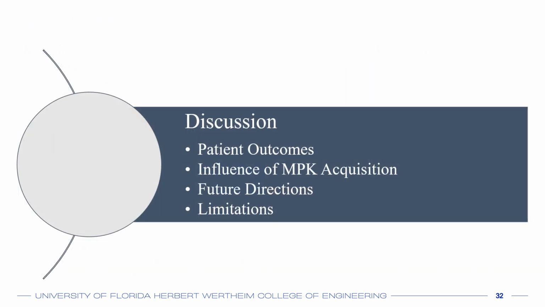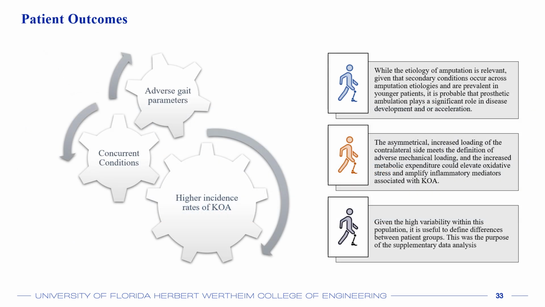This brings us to the discussion of all these results, which first we will discuss patient outcomes. It is likely that the higher incidence rates of knee osteoarthritis are being driven by these adverse gait parameters in conjunction with the concurrent conditions between UTFA and knee OA patient populations. And while the etiology of amputation is relevant to this, given that secondary conditions occur across amputation etiologies and are prevalent in younger patients, it is probable that prosthetic ambulation plays a role.